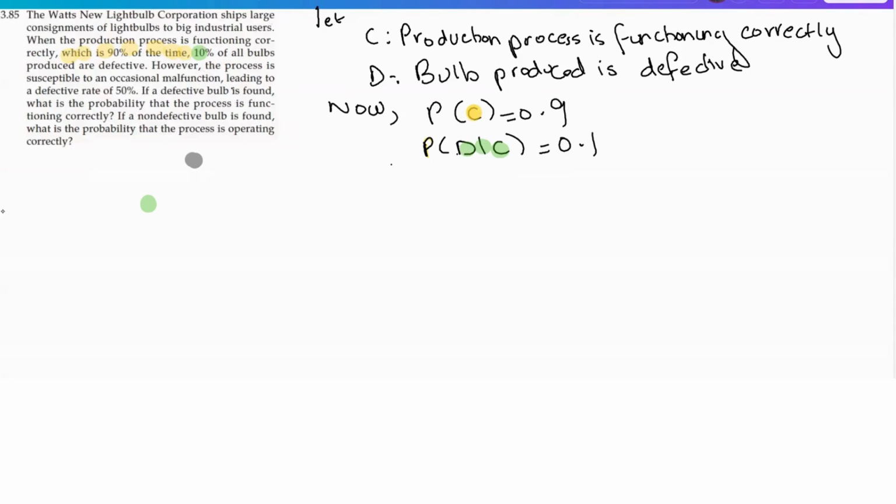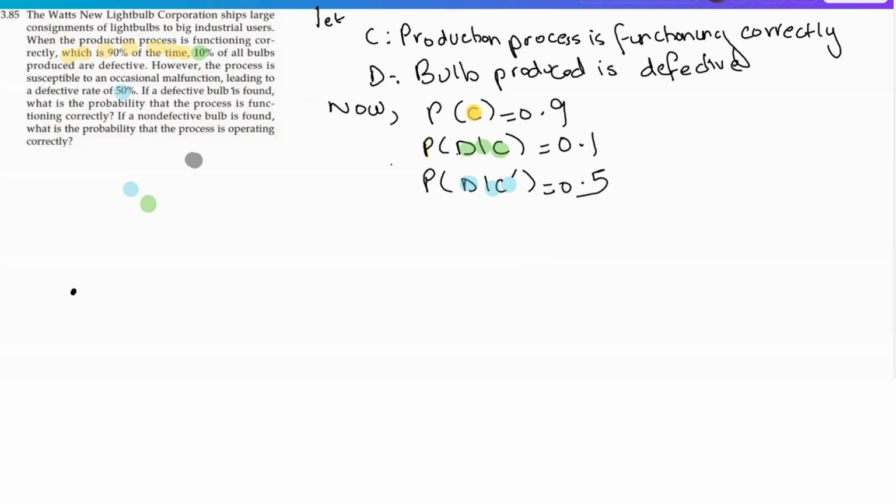The next probability that is given to us is the probability of D given C complement, which is 0.5. Where is this given to us? It is over here: however, the process is susceptible to an occasional malfunction leading to a defective rate of 50%. This is the probability that it's defective given that it's not functioning correctly, given there's a malfunction. So this is the probability of defective given C complement.